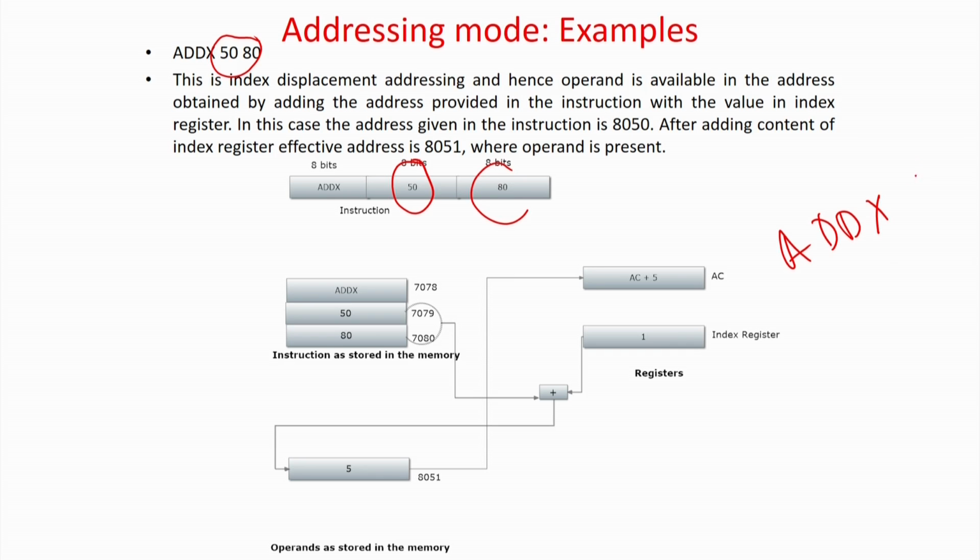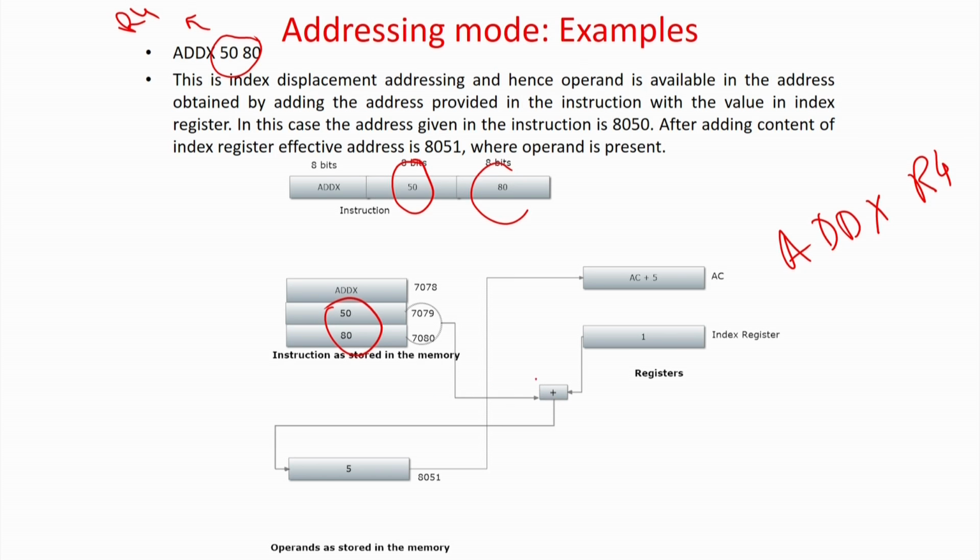I am just making a slight mistake. So, again, maybe I can call it R4, which is basically the index register. Here I forgot to mention it, it should be R4 or something like that. Add x R4 and then 5080. So, 5080, basically the instruction starts from 70, the next two bits are this one. So, in this case 8050.